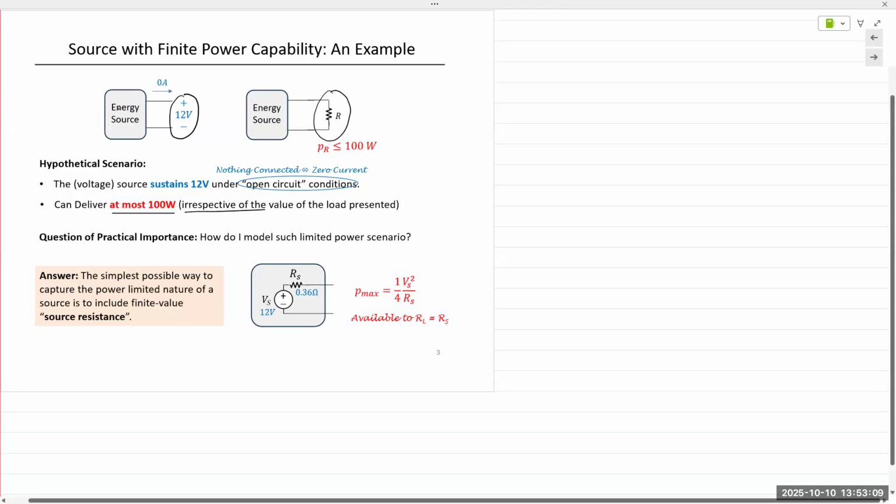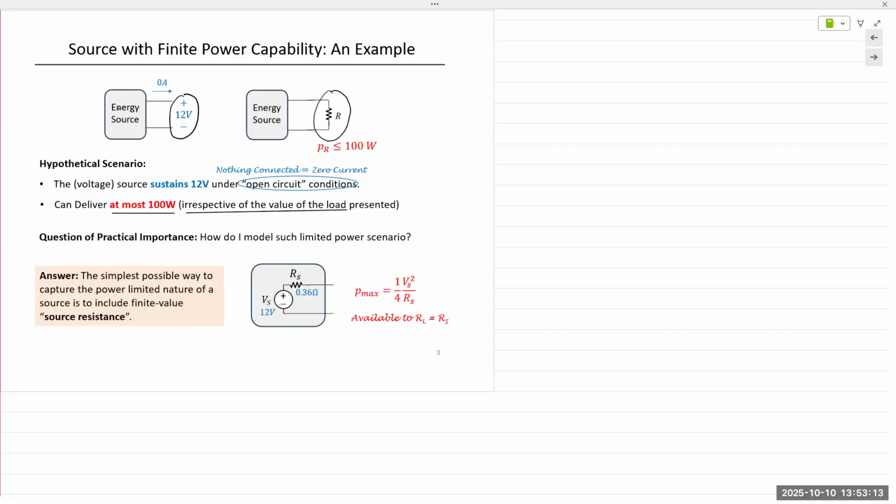So irrespective of the value of the load, only supply 100 watts. So how can we model such a limited power scenario? The limitation in this case is just the power output capabilities, which again, if we go back to the example that I've used before, laptop adapters, chargers, can supply 5 watts, 10, 15, 20, 30, 40, 50 watts. Laptop adapters are bigger, can supply 100 watts, 150, 200, 250 watts.